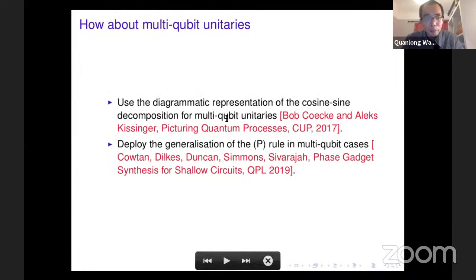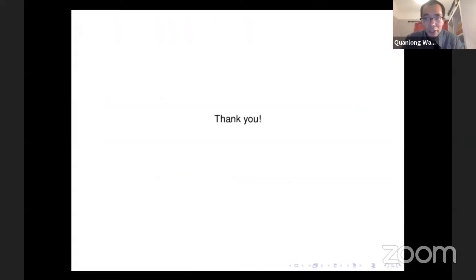Also, I think from the single qubit case, I have some very rough idea about the multi-qubit unitaries. For these cases, you would like to use the diagrammatic representation of the cosine sine decomposition for multi-qubit unitaries. This representation is described in Bob and Alex's book. And there is also a generalization of the PLU discussed, I think, in Ross and others' paper. Yeah, so that's it. Thank you.